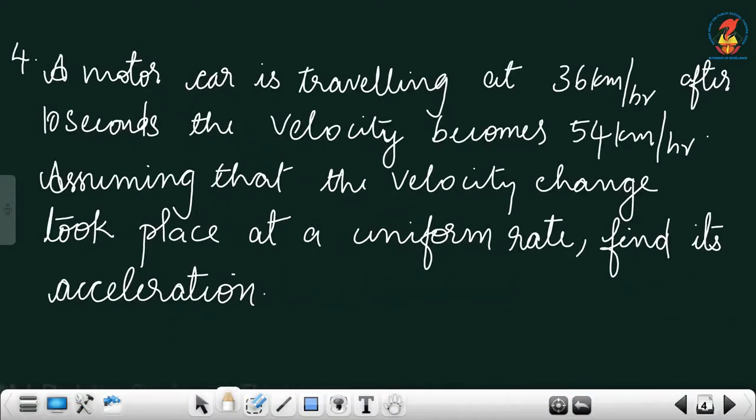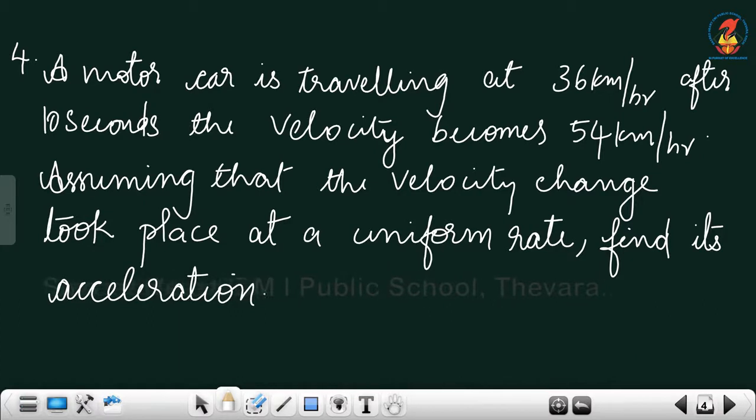It's a question. A motor car is travelling at 36 km per hour. After 10 seconds, the velocity becomes 54 km per hour. Assuming that the velocity change took place at uniform rate, find the acceleration.